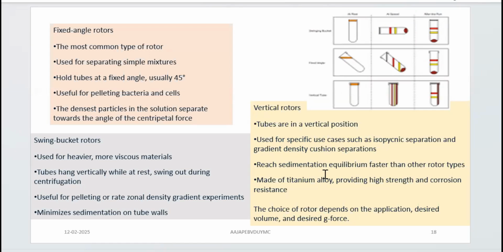When I say vertical rotor, it means a vertical position which is parallel to the shaft. So there is no specific angle, right? The rotor is fixed at a zero angle as compared to the central axis, right? So tubes are aligned vertically. They are parallel to the central shaft all the time.